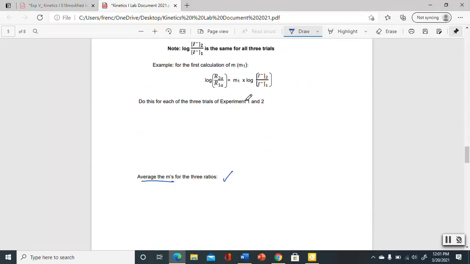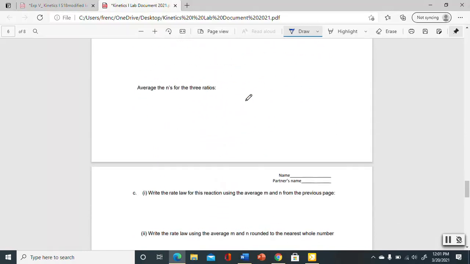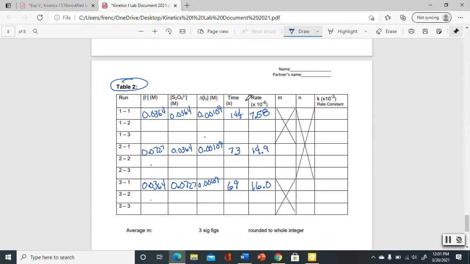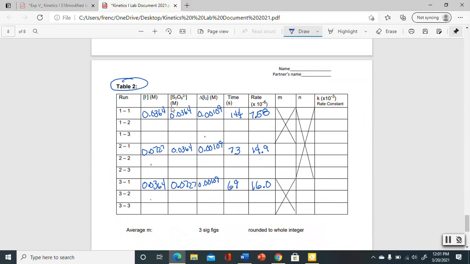which is a long ways away. Here it is. And you can see I've started to fill in the data table. So 0.0364 for iodide. Now you'll notice it says the same thing for persulfate. So let's go back and look.